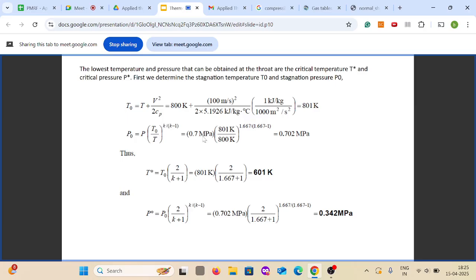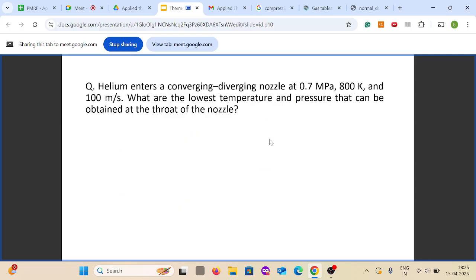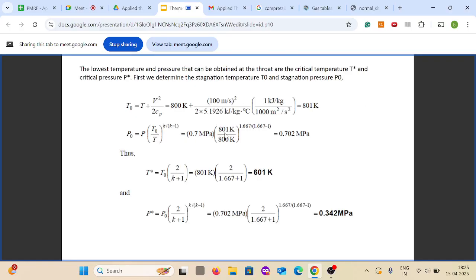So P is 0.7 megapascal, and T0 we have found out is 801, and your inlet temperature is 800. And gamma for helium is 1.667. So this gives you P0 as 0.702 megapascal.